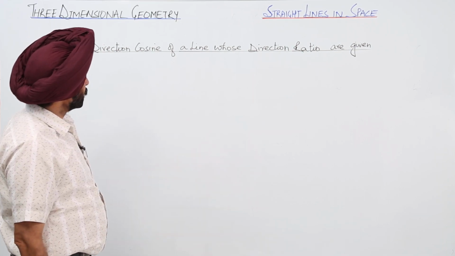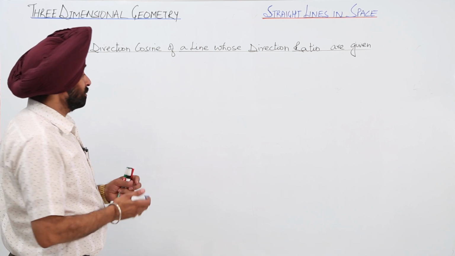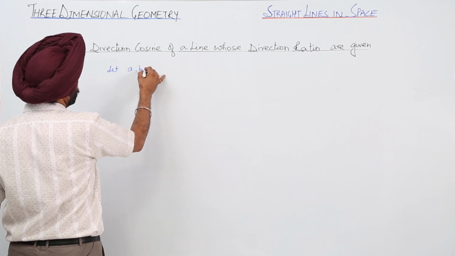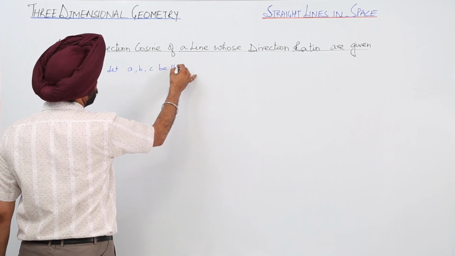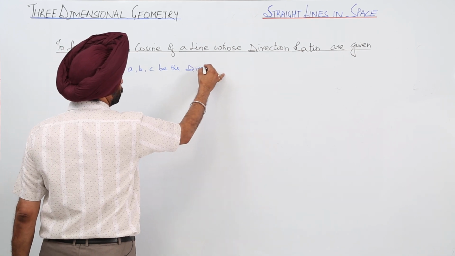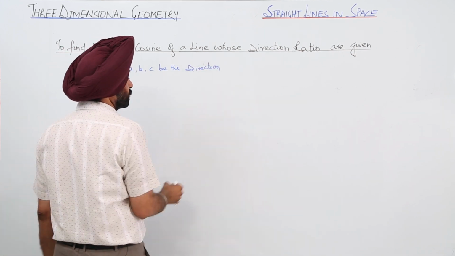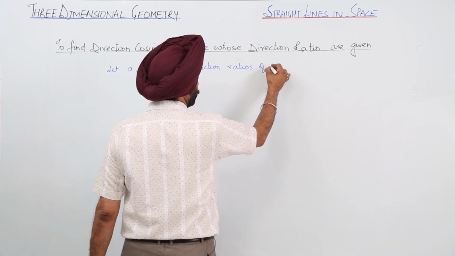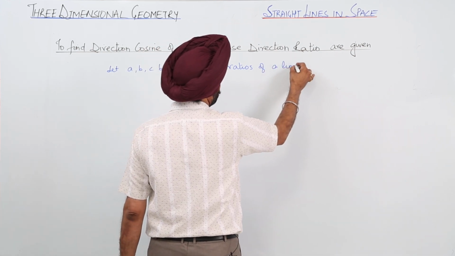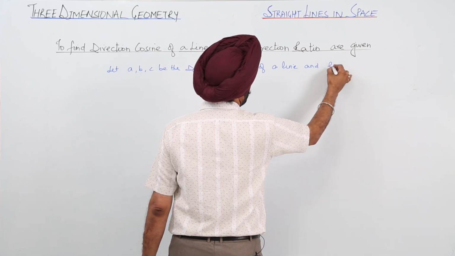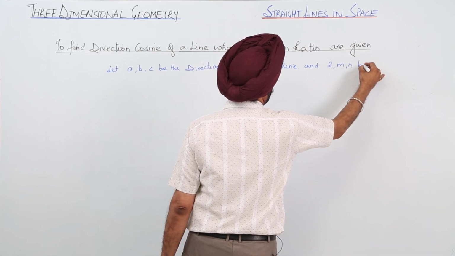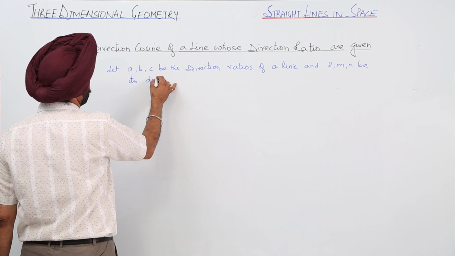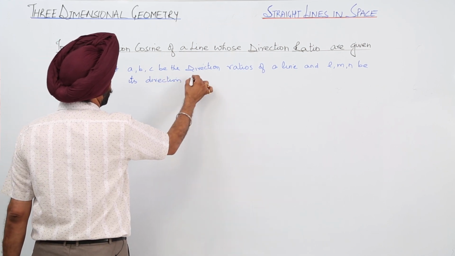Now, to find the direction cosines of a line whose direction ratios are given. Let A, B, C be the direction ratios of a line, and let L, M, N be its direction cosines.